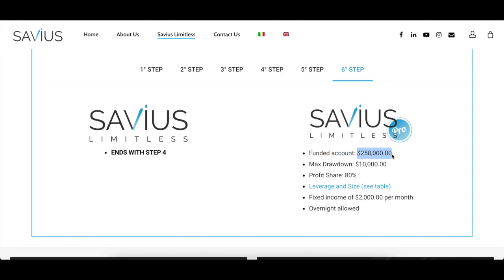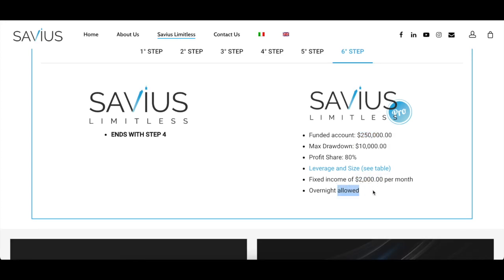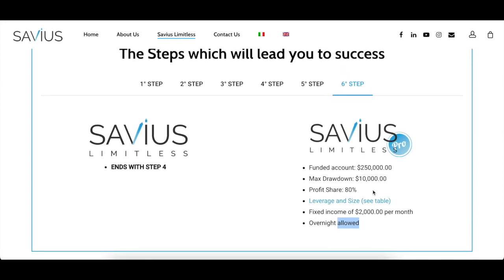A 250K, and if you want to look at some of the other programs, not many of them offer a 250K account. But a 250K account at OneUp Trader, for example, you can trade 25 contracts. So to only trade 4 contracts, a bit of an insult. Fixed income of $2,000, and overnight is allowed. And that's kind of where this maxes out.